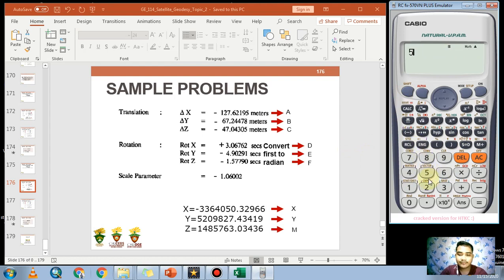Next is 5209827.43419, store sa Y. Lastly, sa Z, 1485763.03436, store sa memory M. So, we're good. Balik na sa atong formula.